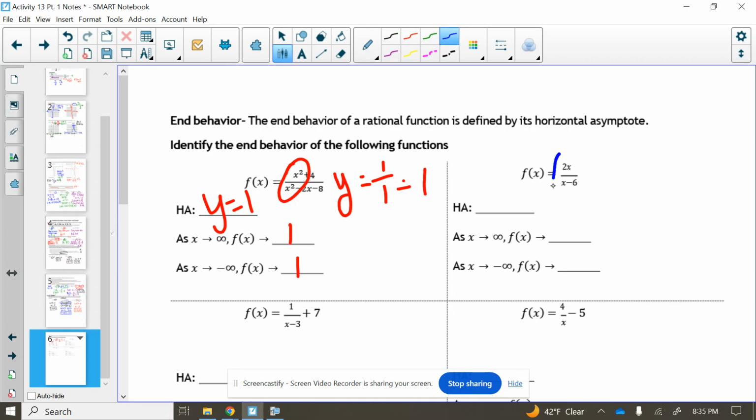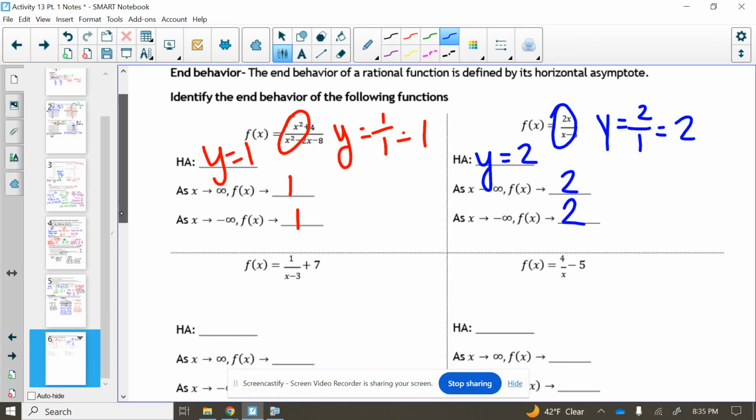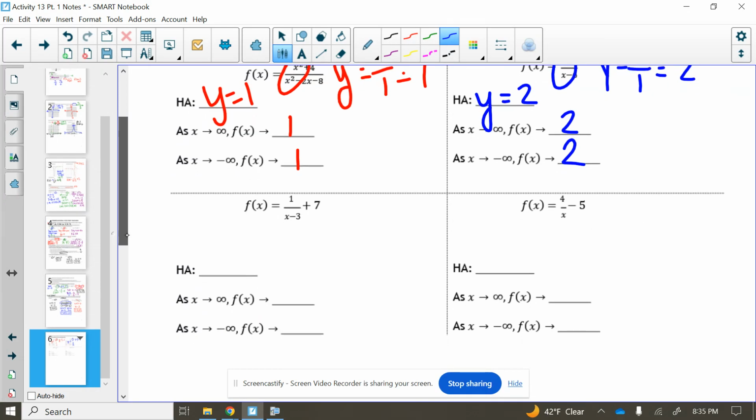And the second one, we also have another where our degrees match. Both are to the first power. So y equals 2 is our horizontal asymptote, which means each of these are going to converge to y equals 2.